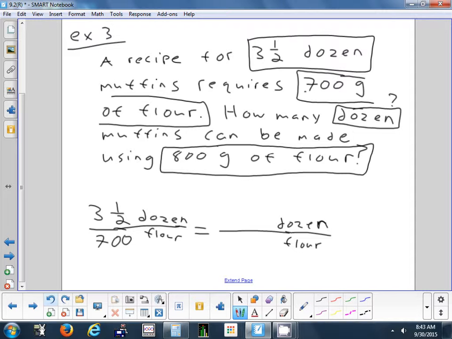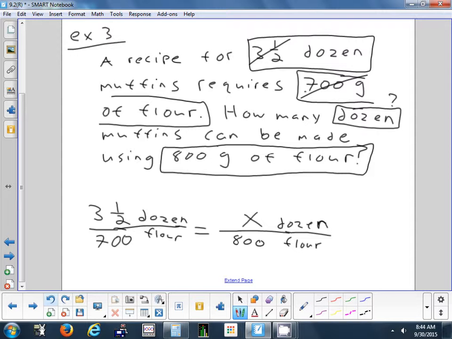Now on the right side, what do we have a number for we can fill in? We've already used this. We've already used that. What's the other number we have? Yep, Alexis? 800. And does that 800 go with dozen or does it go with flour? How do you know it goes with flour? Yeah, it says 800 of the flour. Okay, that's the flour. So the question is, how many dozen? That's what we don't know. So what should we put here? Yeah, we should put X. Okay, and that's the hard part.